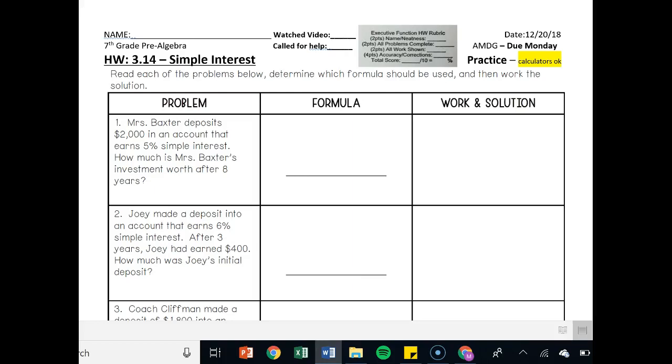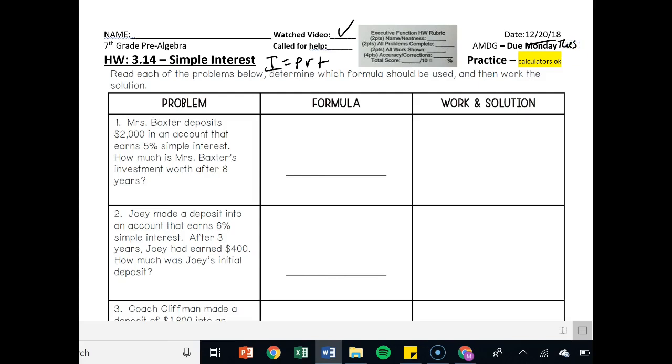Remember the equation that we're working with is I equals PRT. I stands for interest, P stands for principal, R stands for rate, T stands for time. Watch the video, check off, the calculator's okay. This is due on the Monday, actually you should say Tuesday that you get back.